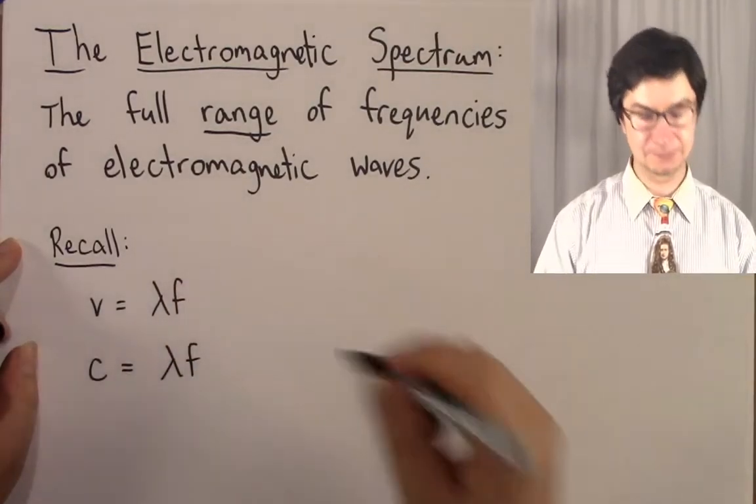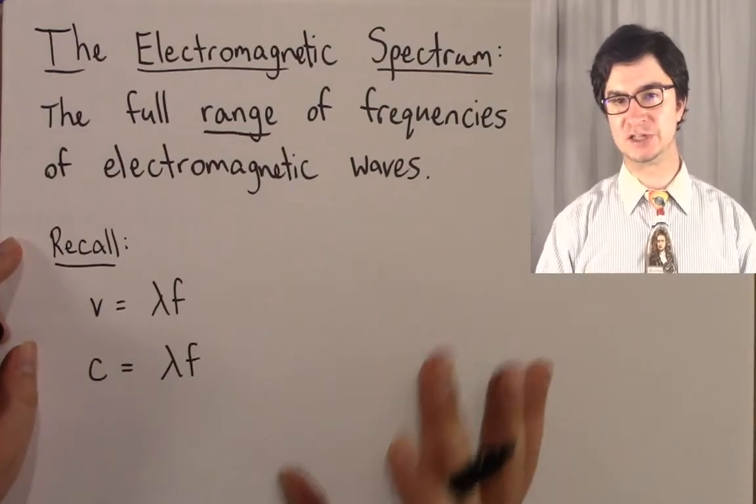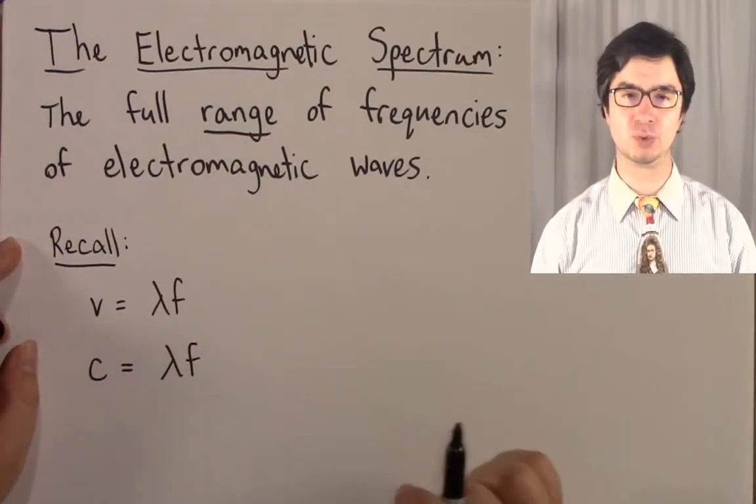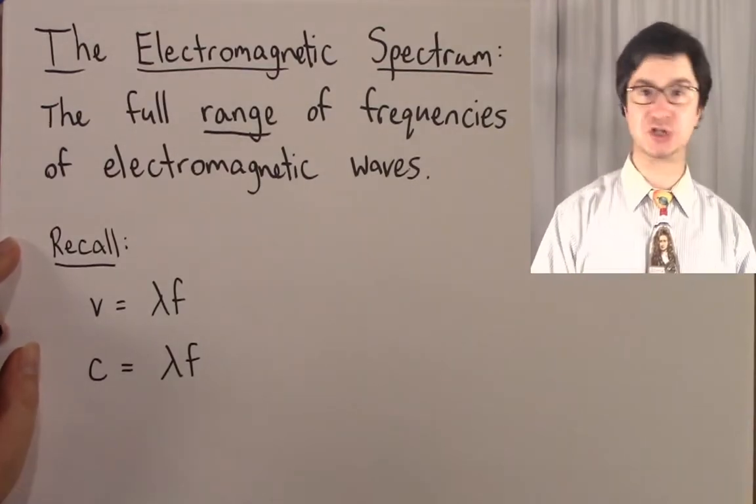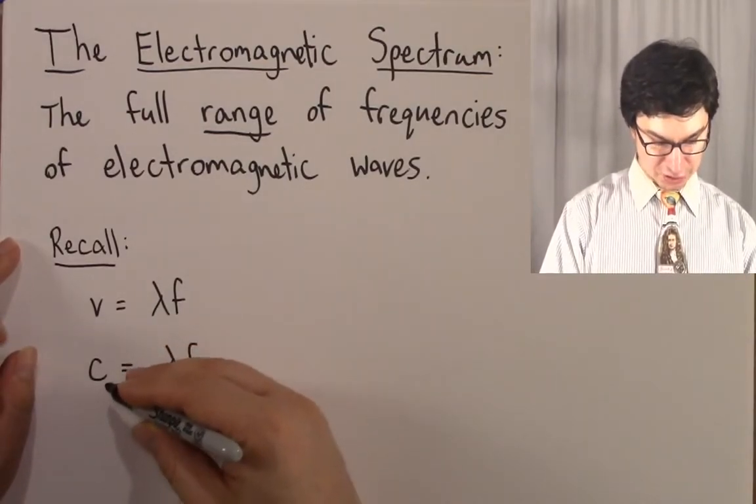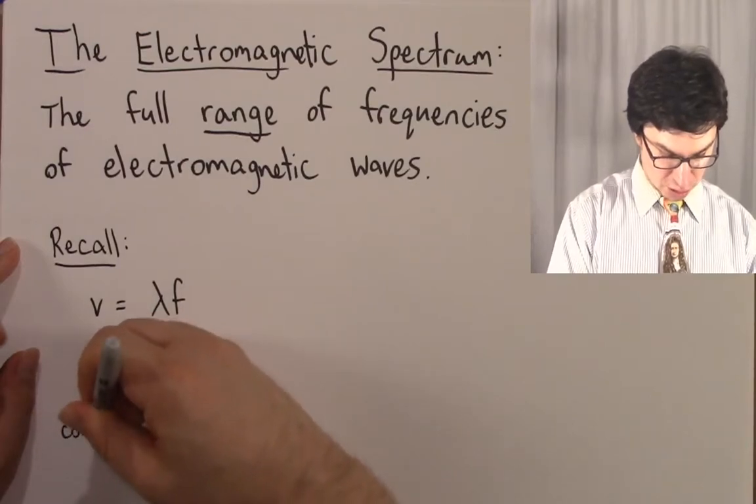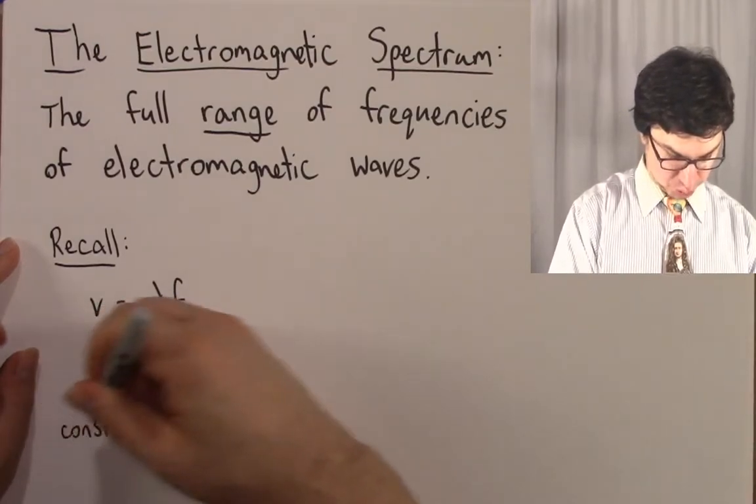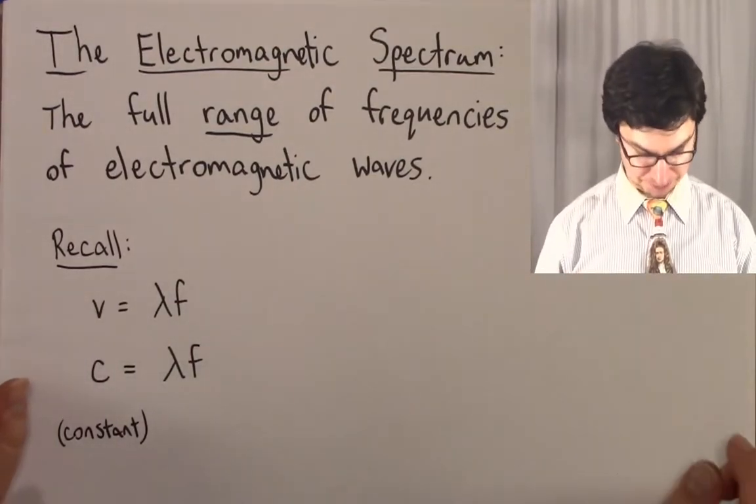Now, one thing we learned when we studied waves is that the speed of a wave is dependent only on the medium through which it travels. So if we're assuming that this wave is traveling through a constant medium, so let's say just empty space or even air, which is a pretty consistent medium, this c, this speed of light, is going to be pretty constant. Okay, so we're going to remind ourselves that the speed of light is going to be very constant as long as it's in the same medium.